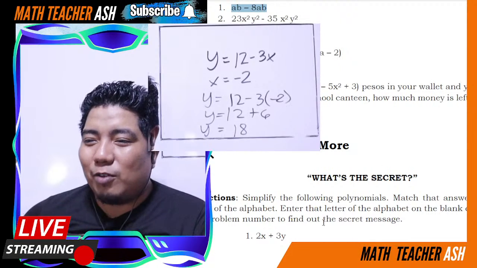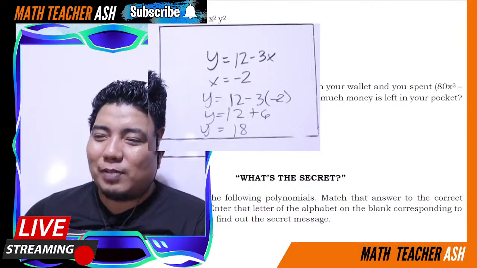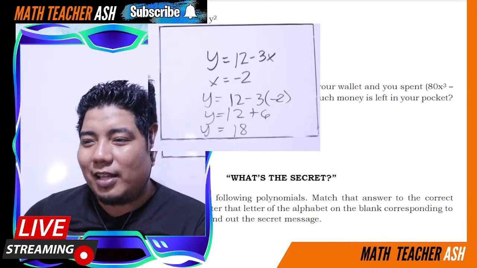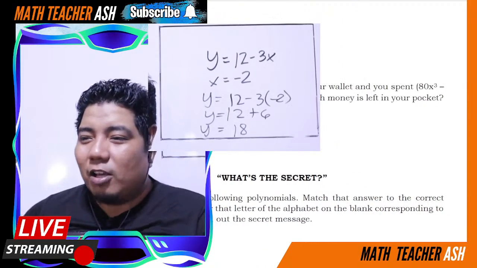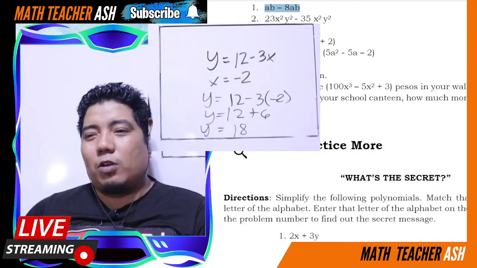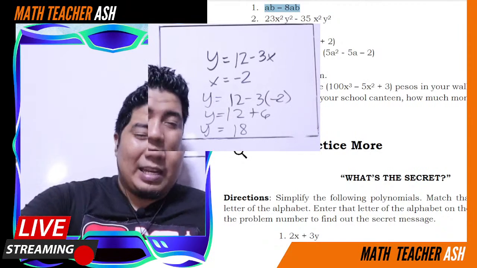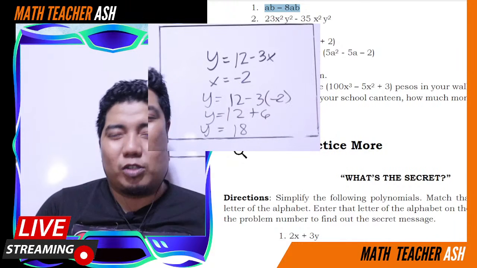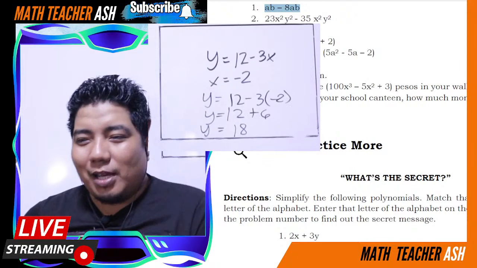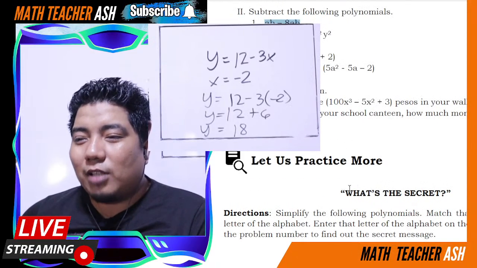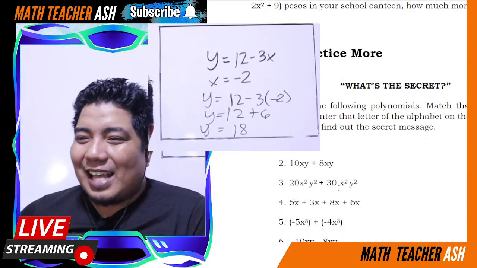So, we have here, if you solve the problem, if you have 100x cubed minus 5x squared plus 3 pesos in your wallet, and you spend. So, meron kang pera, you spend. Okay. So, how much money is left? Of course, concept of this one, may pera ka, ginastos mo, ilan ang natira? So, anong operation yun? That is very good. Subtraction, my dear math learners. So, isa-subtract mo lang itong dalawang given. Alright. So, let us practice more.